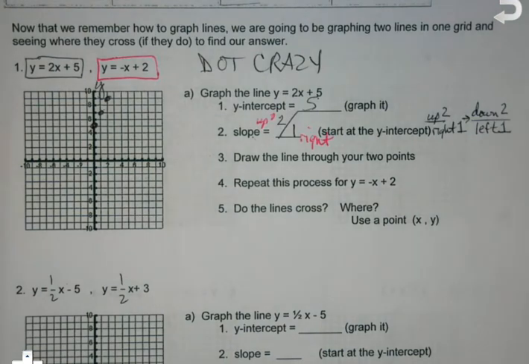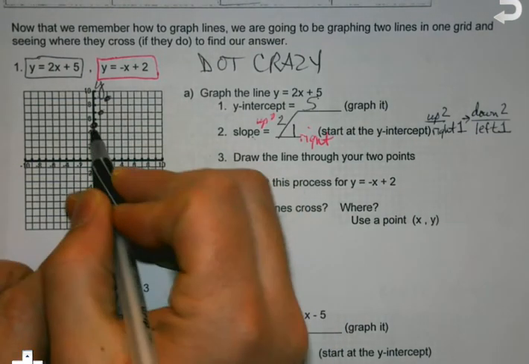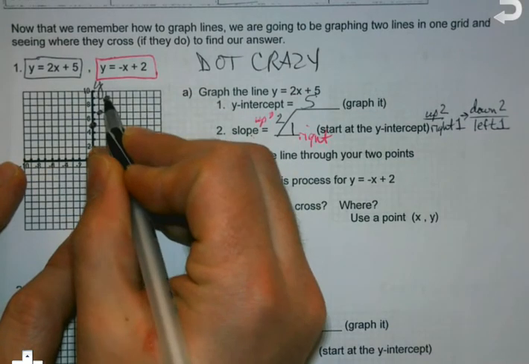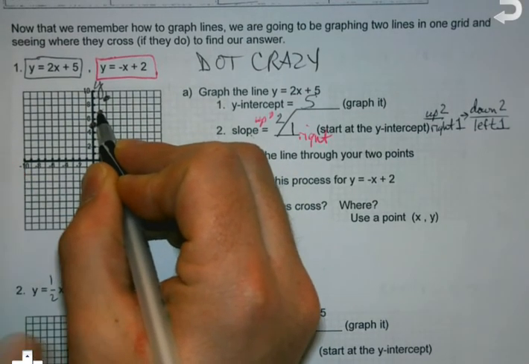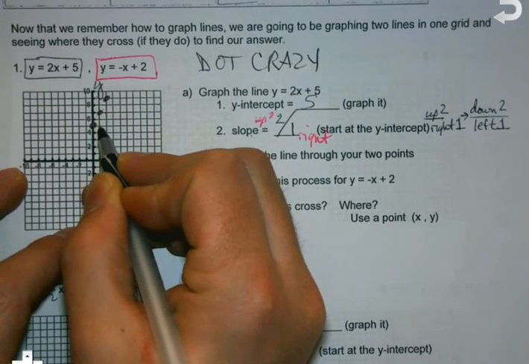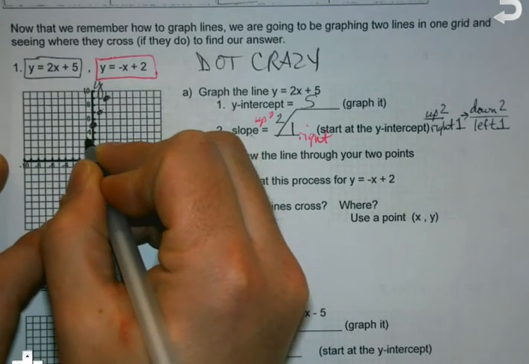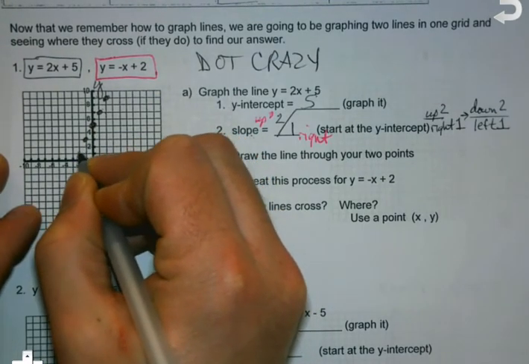So kind of watch how this works. If I start back here again, or I can even start up here, it's down 2 and left 1. Oh, okay, I already made that dot. Down 2 and left 1. Okay, that one works too. Down 2 and left 1.